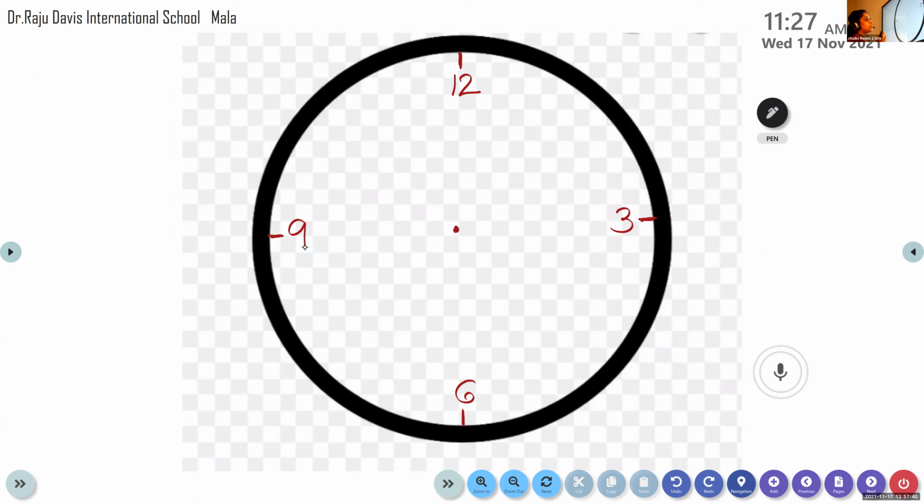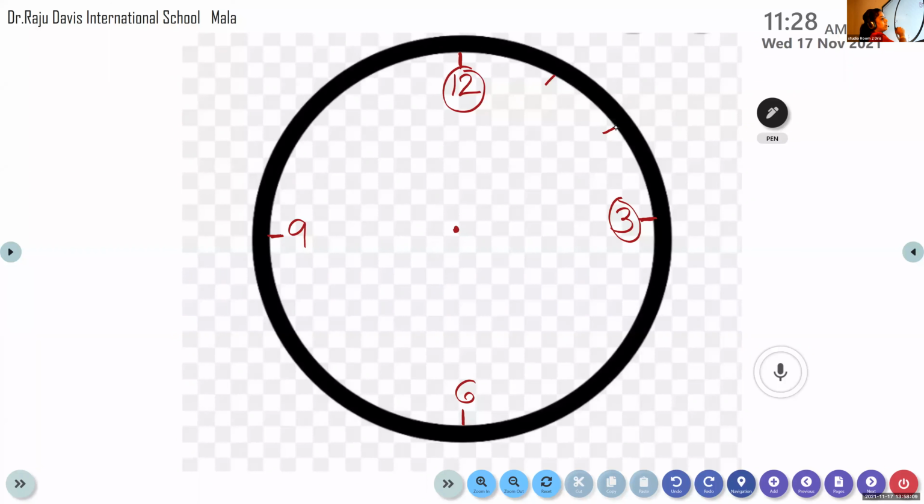For that, have you all noticed that in our clock, all the numbers are arranged at a proper distance, isn't it? It is equally arranged. So for that, we have to mark the numbers with equal distance. Between 12 and 3, you can see some space there, isn't it? In this space, you have to mark 2 lines with proper distance.